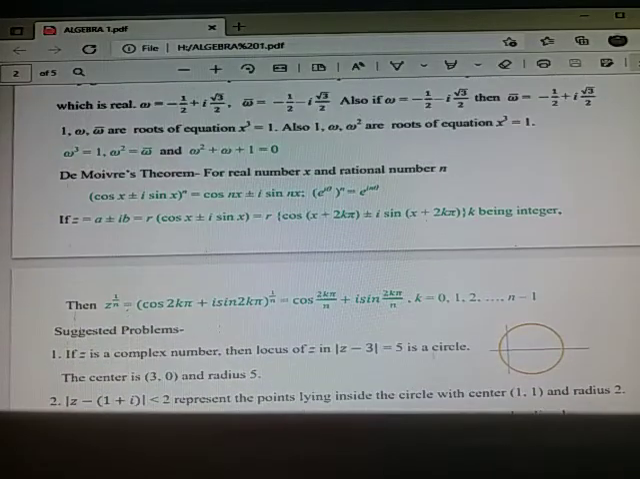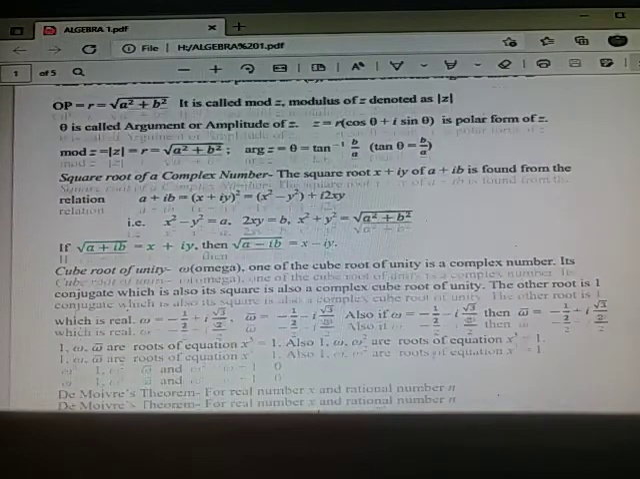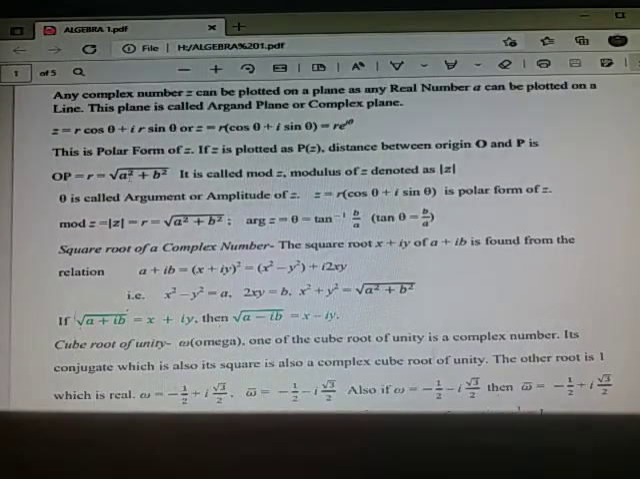This is De Moivre's theorem. De Moivre's theorem is not so complicated. It is polar form. Every z can be expressed in polar form. So z is equal to r cos theta plus i sin theta. The real part is r cos theta and the imaginary part is r sin theta.